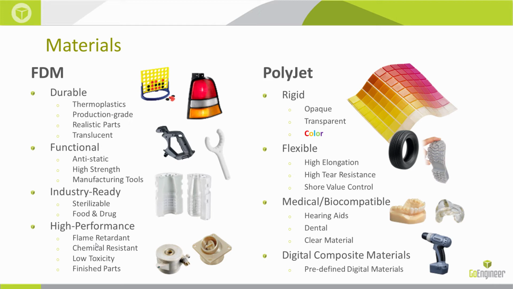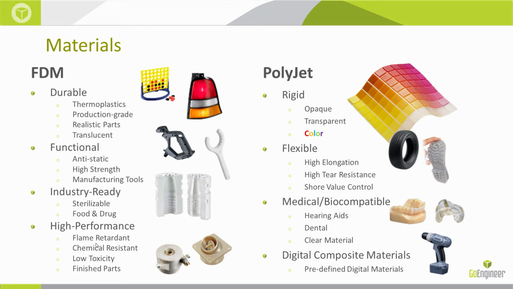We also like to say we have industry-ready materials, meaning that they can be sterilizable and they can be used alongside food and drug environments. And we also have our Ultem material, which is FAA certified for flame, smoke, and toxicity. All of the FDM parts can be mass finished, much like other plastic parts on the market. So they can be tumbled, they can be polished, they can be burnished, they can be plated and painted.